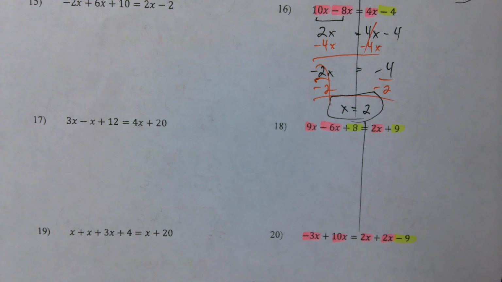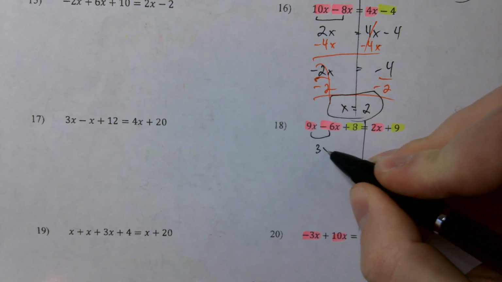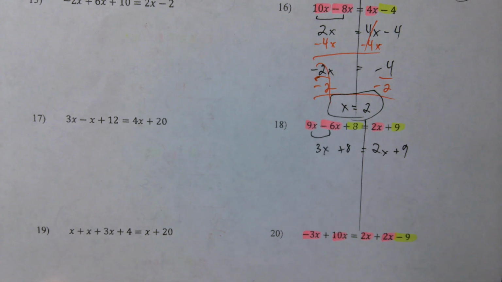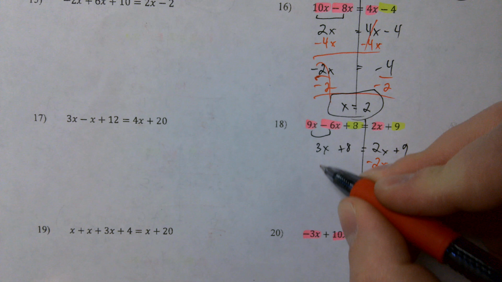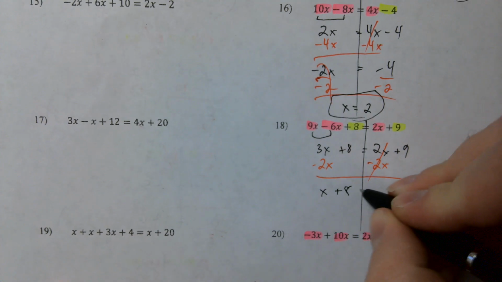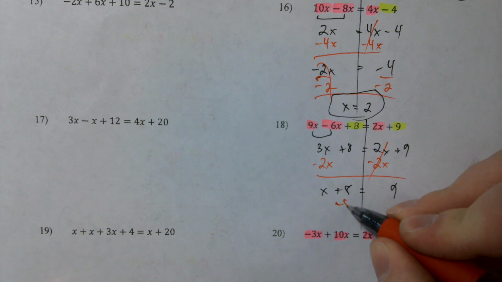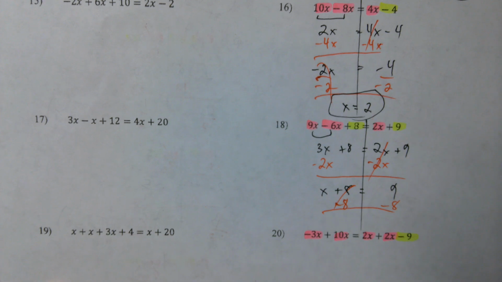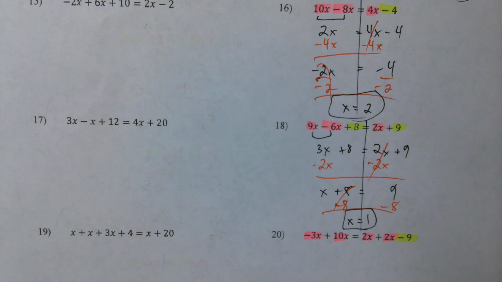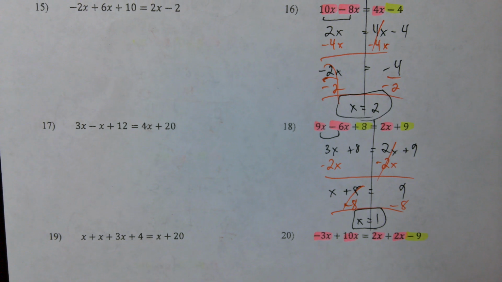There you go. Number 18. Combining those pink terms again, we get 3x plus 8 equals 2x plus 9. Bring my pink term to the left. Feel like a broken record. Bring that yellow term to the right. And we get x equals 1.